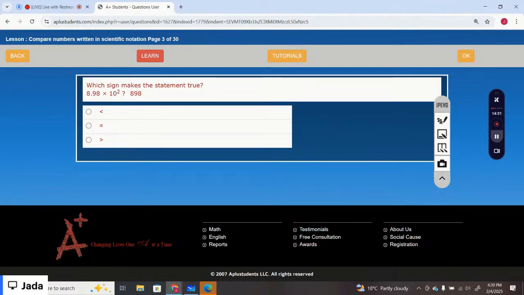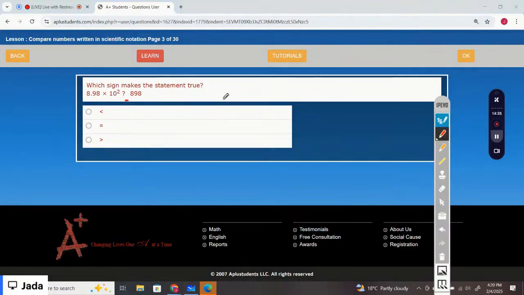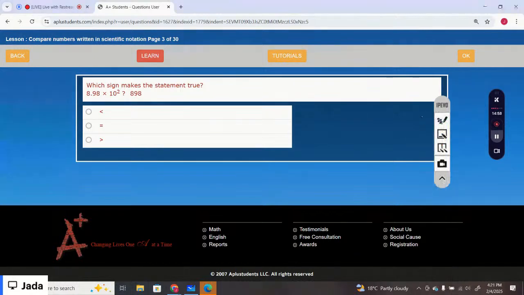Which sign makes the statement true? 8.98 times 10 exponent 2. You have to write it in exponent form. 8.98 times 10 exponent 2, because you moved the decimal point 2 places left. So they both are exactly equal.